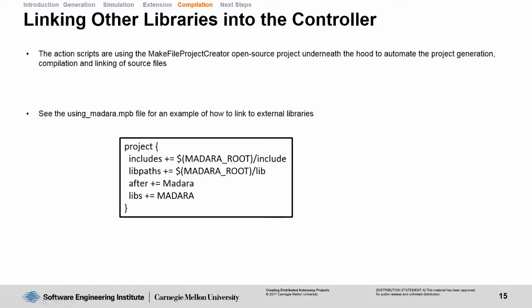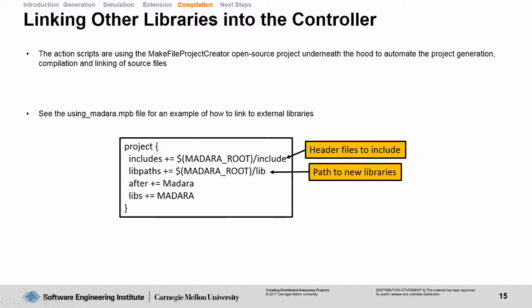Let's take a look at an actual project file called usingmadara.mpb, which should be in the source directory that you created. The includes line is what header files you need to include for your library to be useful to your GAMS controller. The second thing to look at here is the lib paths. This is the path to the libraries, whether they're DLL files, .so files for Linux, or things like that, where essentially your custom controller will be able to look to find it. This is essentially the LD library path in Linux.